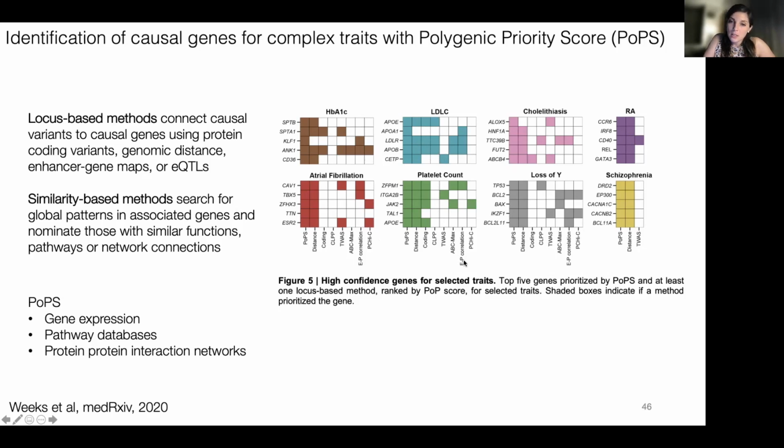TWAS, different methods. So POPS and then DPICT are 2 methods that allow you to nominate some of the causal genes based on your GWAS, and they integrate a lot of this functional data together.